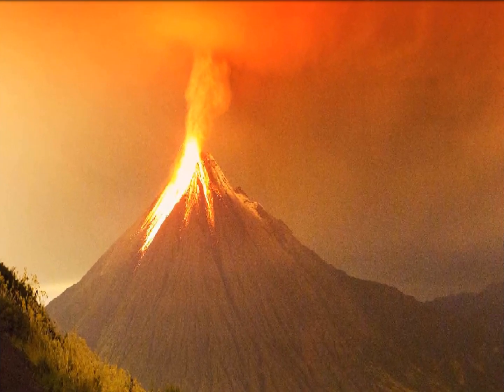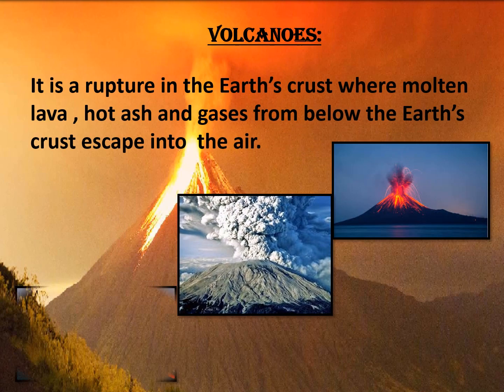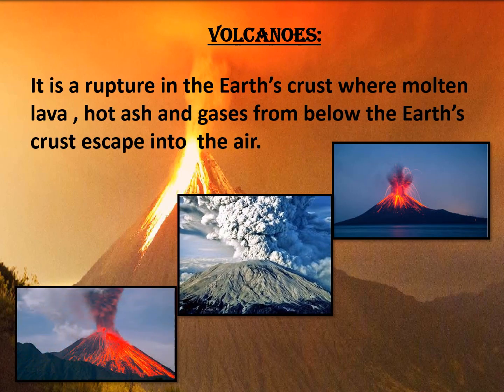So students, what is a volcano? It is a mountain with a large circular hole at the top through which lava, hot liquid rock, gases, steam and dust are forced out to escape from a magma chamber below the surface of the earth.